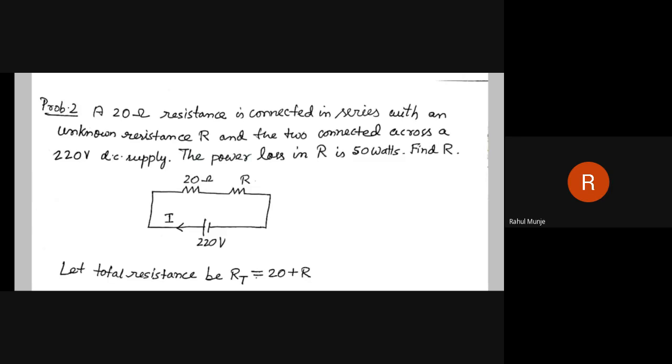Ma'am, in the place of R, we can write 50 by I square. So first we get the value of I, and then with the value of I, we can get the value of R. Absolutely right.